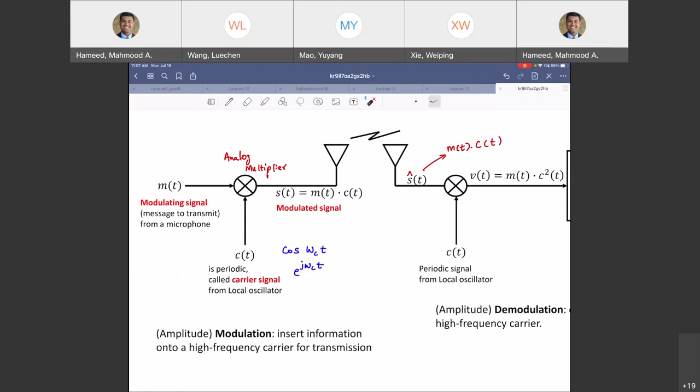But there's a problem. If I tell you, hey, my carrier signal is 1 kilohertz, sure, no matter where you are on Earth, as your receiver, you will be able to generate a 1 kilohertz cosine. No problem. The problem is what? Phase. Where does it start, right?